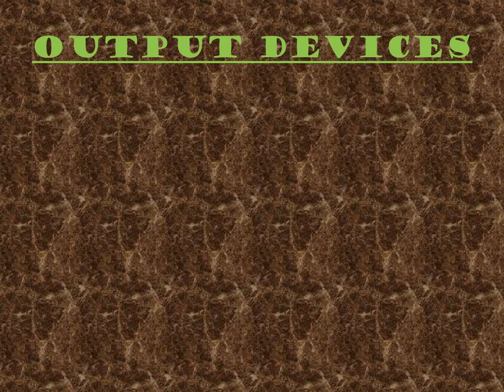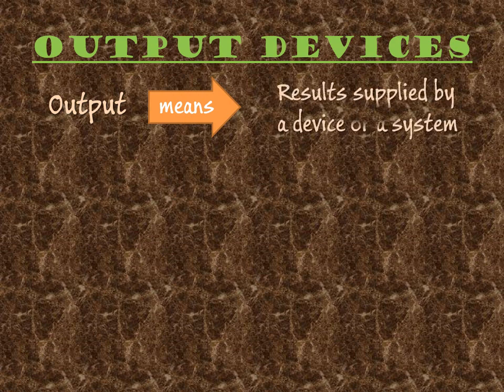Output devices. What do we understand by the word output? Output means results supplied by a system or a device. Suppose you have a mango, half a liter of milk and 2 teaspoons of sugar. So these are the materials in front of you. What can you make? You can make a mango shake.